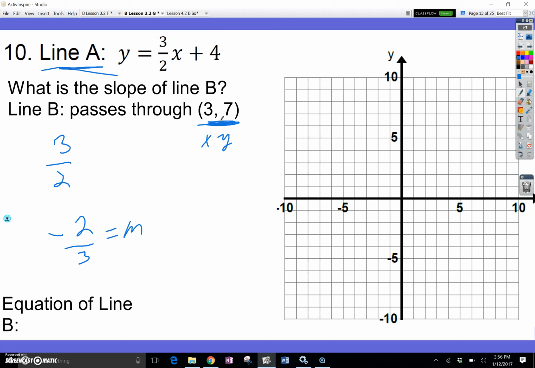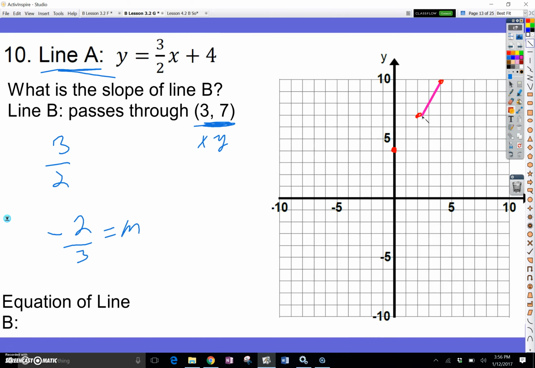So before we go ahead and graph that, let's start by graphing line A. We're going to go first to positive 4, and then from there we're going to go up 3, 1, 2, 3, and then over 2. Up 3, 1, 2, 3, over 2. So now I have my equation of a line, and I can go ahead and connect this. And now I'm going to graph my perpendicular line.